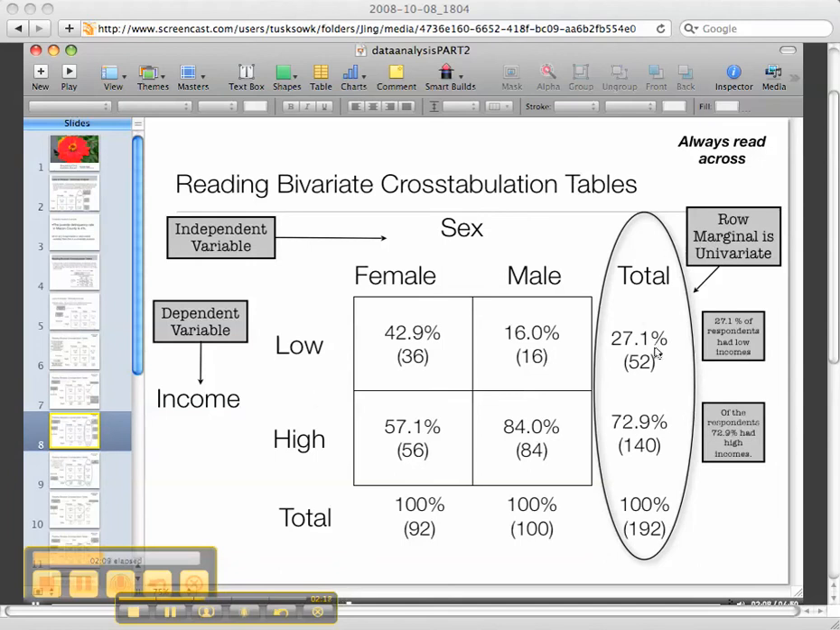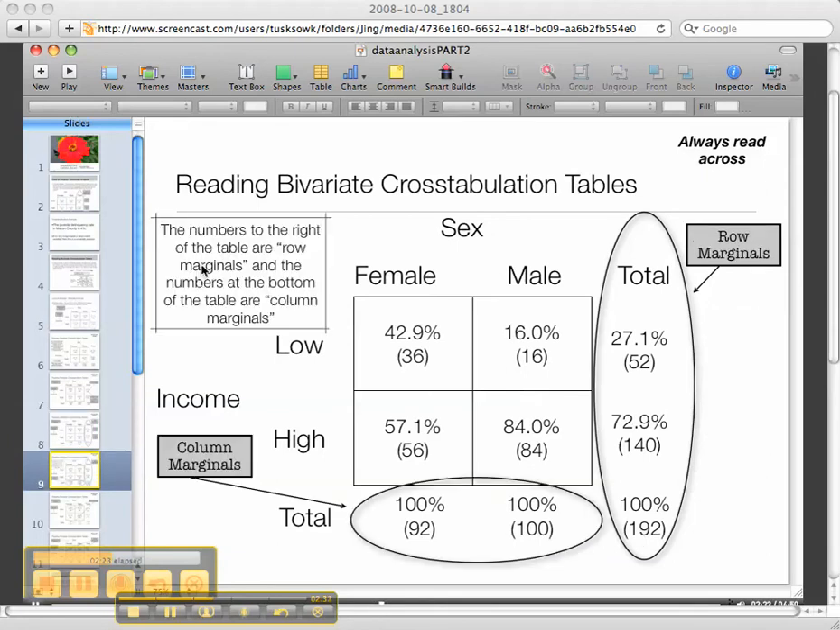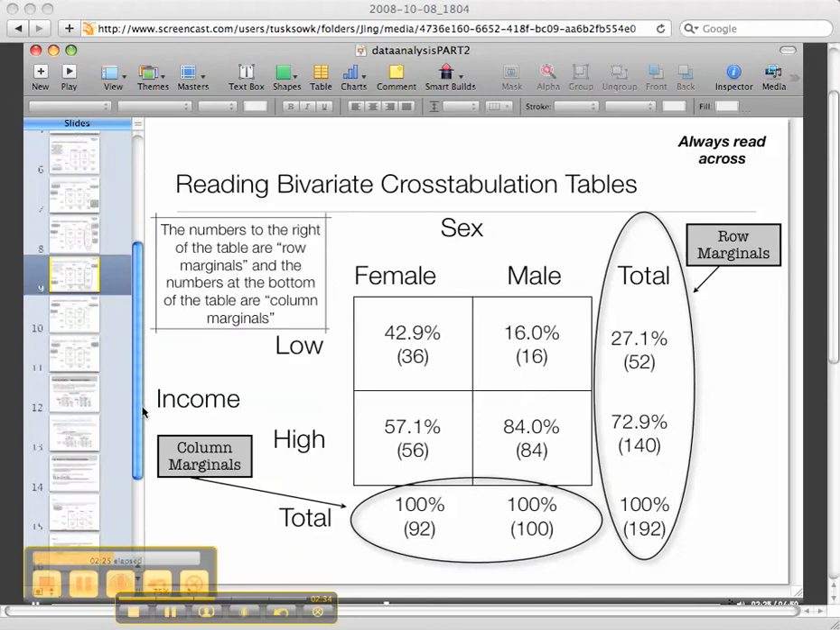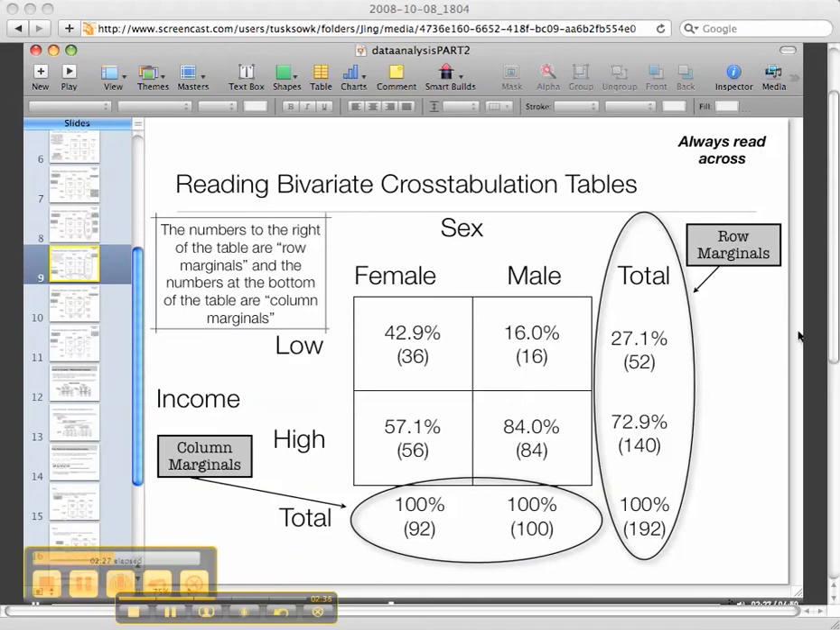The row marginal is what this is. It's considered univariate because it only measures one thing, total number of respondents, and respondents being the people who responded to your survey or questionnaire. The numbers to the right of the table are always going to be your row marginals, and the numbers at the bottom are going to be your column marginals, those down here.